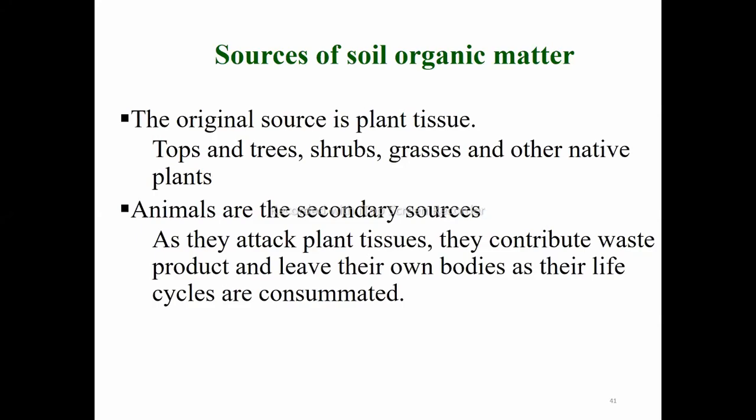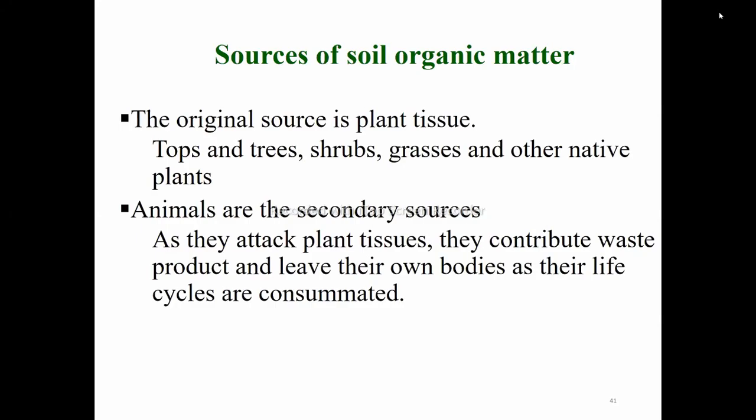Here, the tops and the trees, shrubs, grasses, and other native plants may act as the primary sources for the plant tissues. Right? Here, the secondary sources are the animals. Right? So the primary source is the plant tissues or the plant materials, and the secondary sources are the animals.